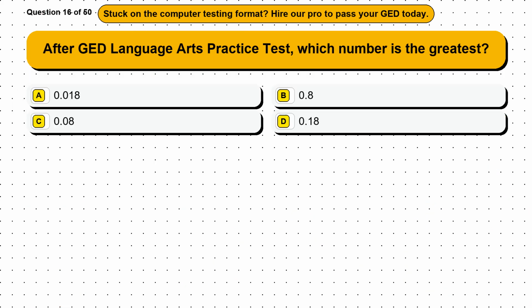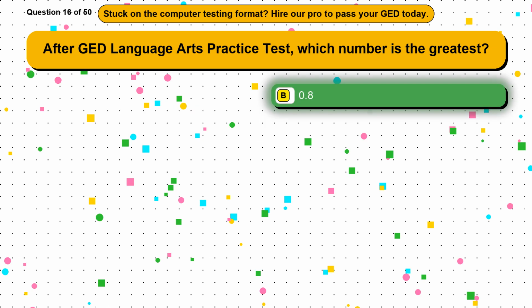Question 16. After GED language arts practice test, which number is the greatest? Option A, 0.018. Option B, 0.8. Option C, 0.08. Option D, 0.18. The correct answer is option B. 0.8.